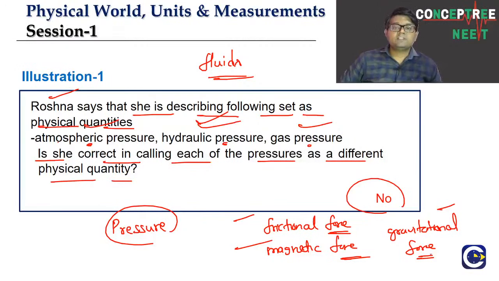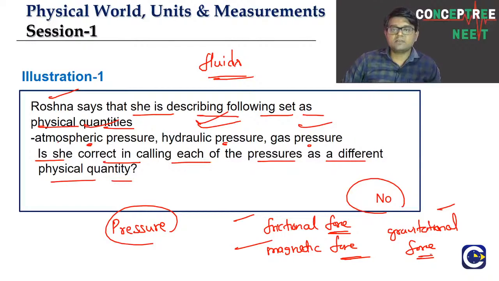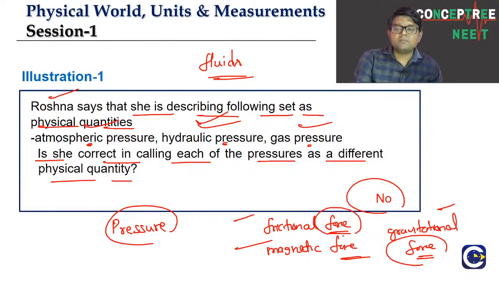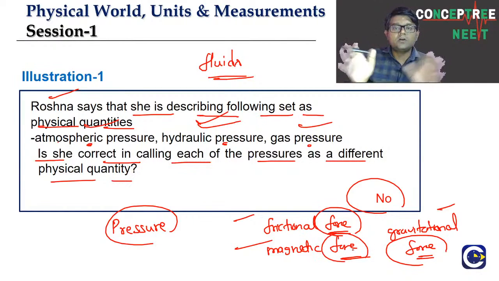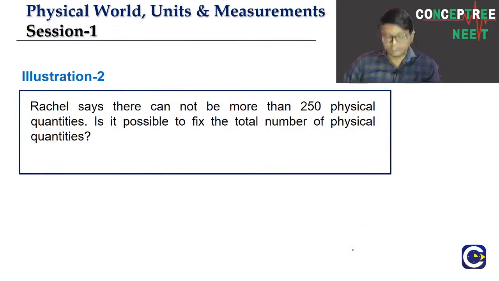Frictional force arises because of a different reason. A magnetic force comes because of a different reason; it is between magnetic substances. Gravitational force, as we said, is when the earth attracts every object towards itself. That we call gravitational force, right? So all these are referring to the same physical quantity, force. We cannot call them different physical quantities. Clear, guys? Now let's look at another question.